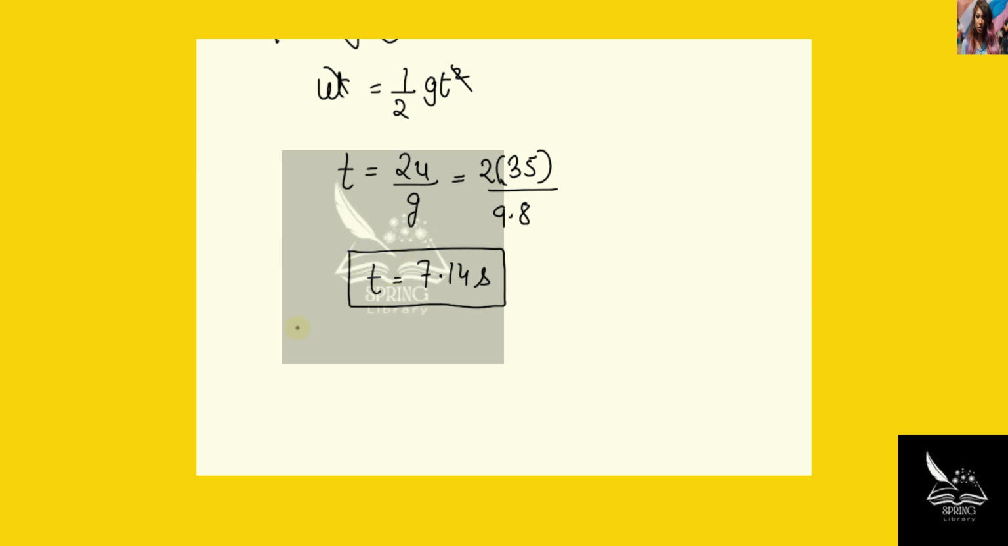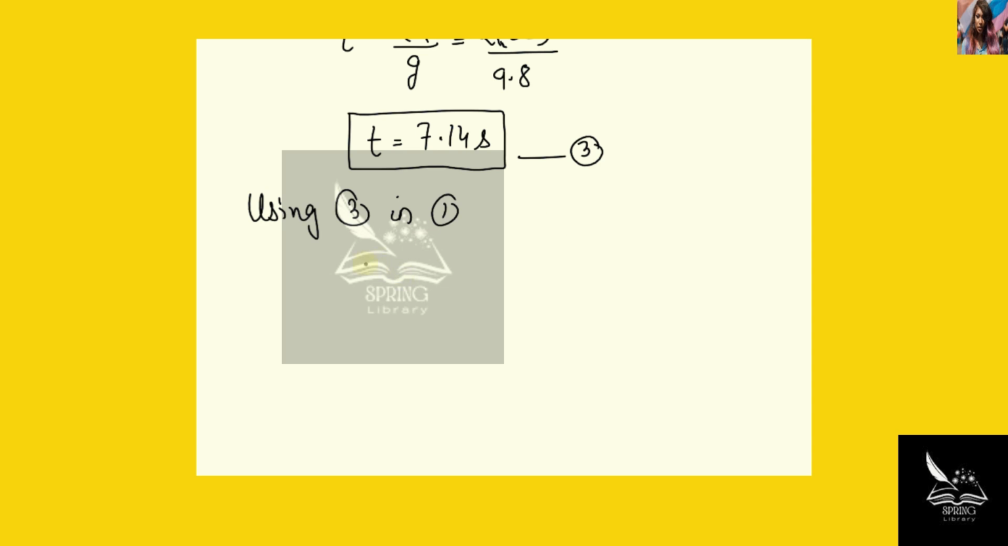Now we will use this in equation 1, so using 3 in 1, this is my equation 3. So S is equal to ut, where u is 35 into 7.14. This gives me S as equal to 249.9 meters. So at this distance they both will meet.